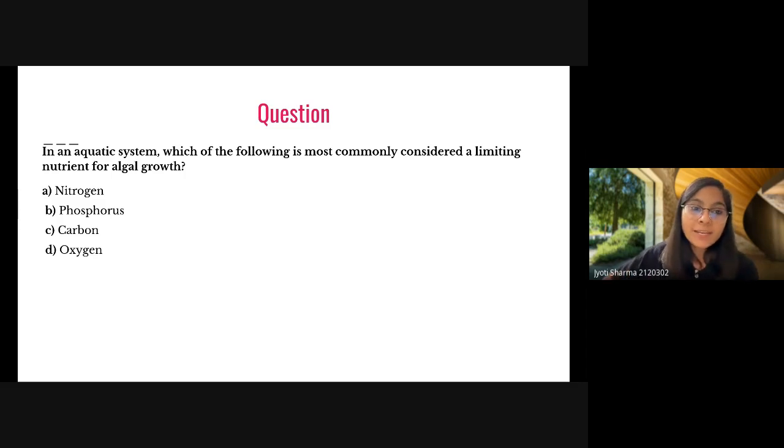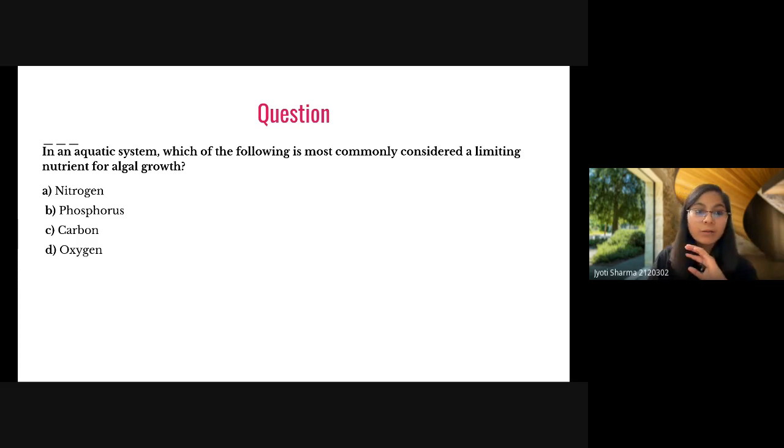Okay, so in an aquatic system, which of the following is most commonly considered as the limiting nutrient for algal growth? So we have four options: nitrogen, phosphorus, carbon, and oxygen. Most of the time in a river body or in any water body, we have some limiting factor that inhibits the growth of the algal bloom. But whenever we have that particular nutrient in sufficient amount, that will give you the blooming of the algae, and this will give you eutrophication.